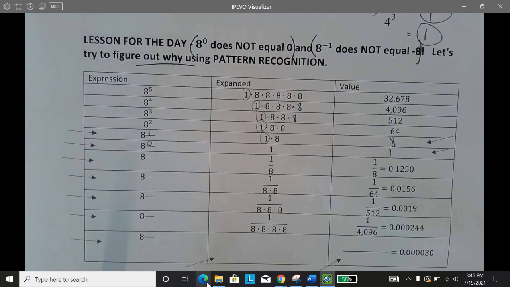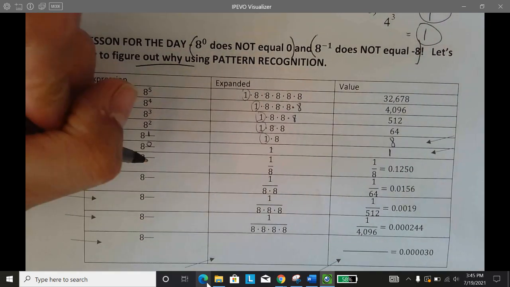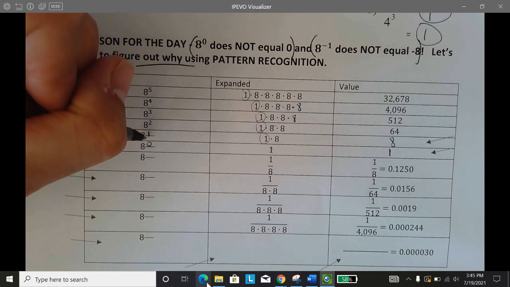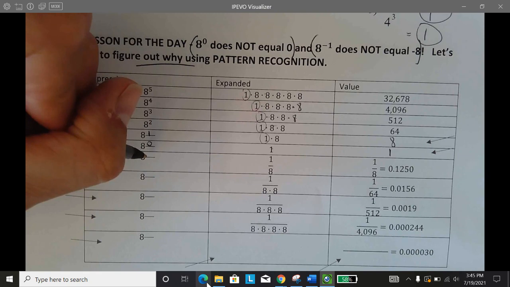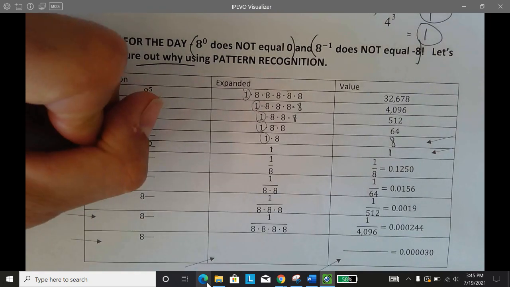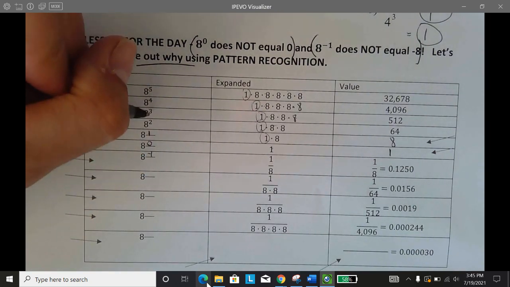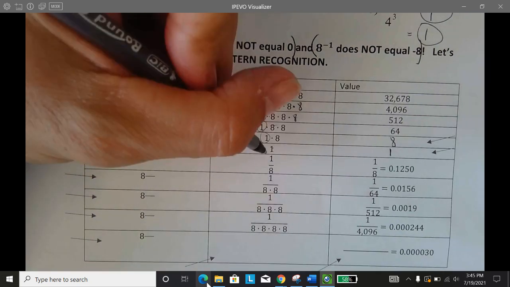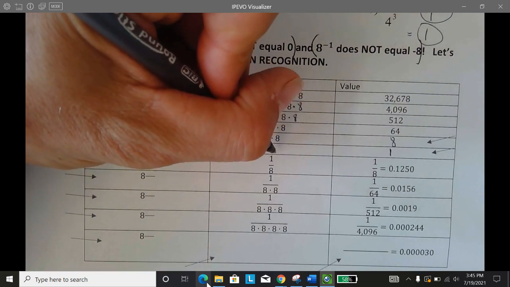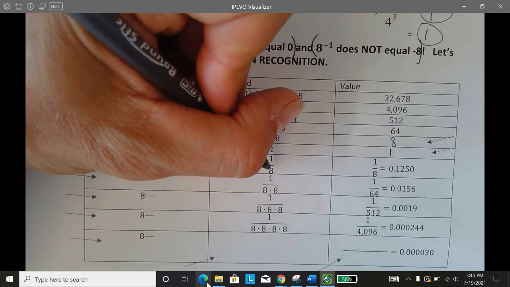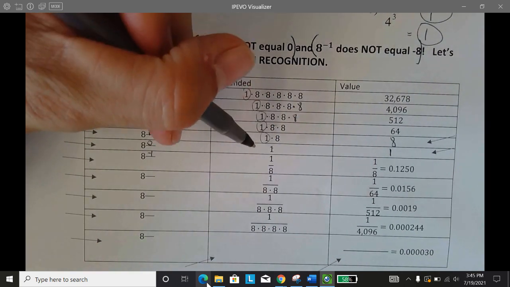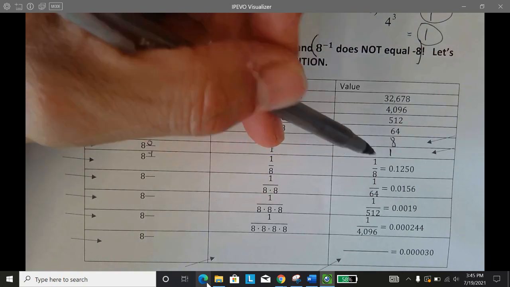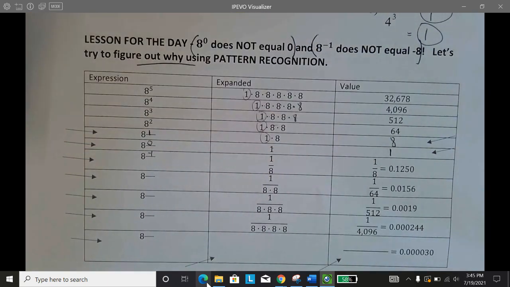Well, if I kept going here, 8 to the 5, 4, 3, 2, 1, 0, what would come next? Well, -1, right? If I kept following this pattern. Well, now look, not only do I not have any 8s here, now I have an 8 in the denominator. So 8 to the -1st is actually 1 over 8, or 0.125 if you want it as a decimal.